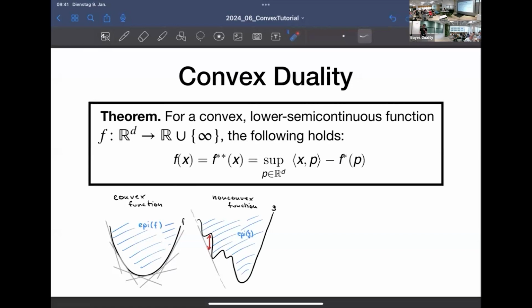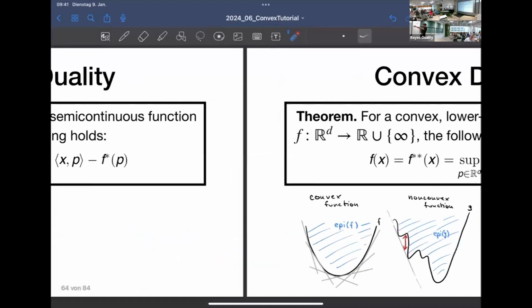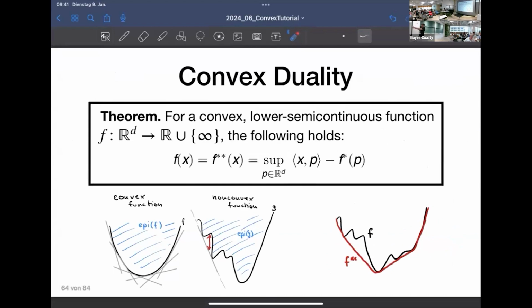For non-convex functions, there will be a lower bound actually, because you can imagine I cannot push my linear function up into these dents. So what I will end up with for this convex representation, which is called f double star, is the convex envelope of my function. So this gives you some kind of systematic way to construct these dual representations.